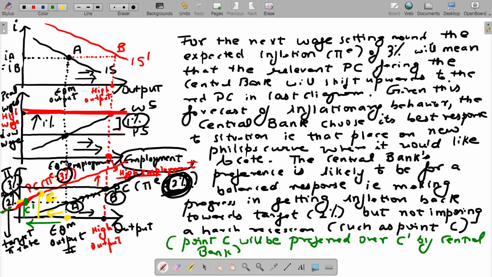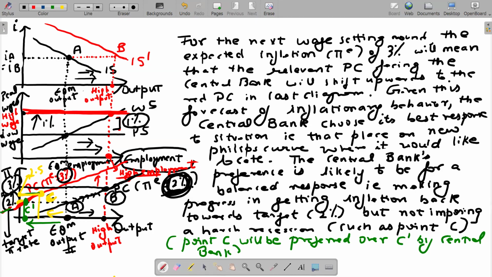At point C, maybe your inflation would be only, let's say, 2.5, not exactly 2. So what I'm trying to say is the central bank will not adopt policies that are very extreme. If the central bank wants to come down from 3 to 2%, it will have to face a very harsh recession, as given by the green point, which is way lower than the black point, the equilibrium output.